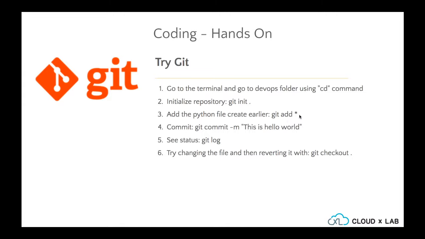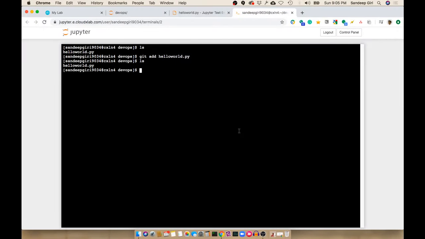Git add means take this file and know that it's going to be tracked. Next thing is that we need to commit this to the repository. Right now it's not committed. So git commit hello world.